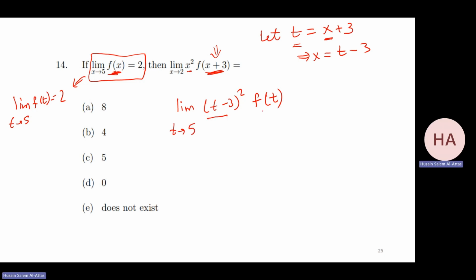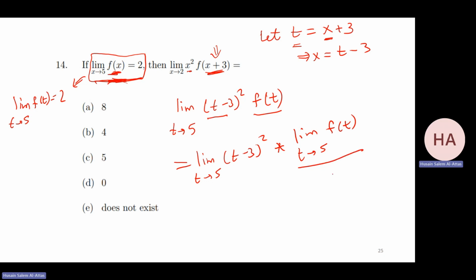This limit exists, and this limit also exists from here. So I just distribute the limit. t goes to 5 of t minus 3 squared, limit t goes to 5 of f of t. This is similar to this, so this is 2. And this, just substitute 5 minus 3, 2 squared, 4. So the answer is 8.